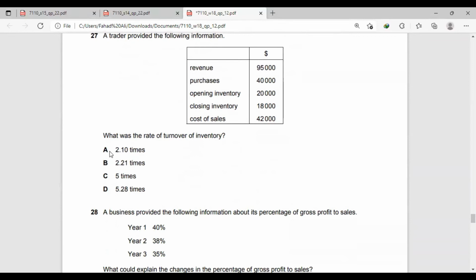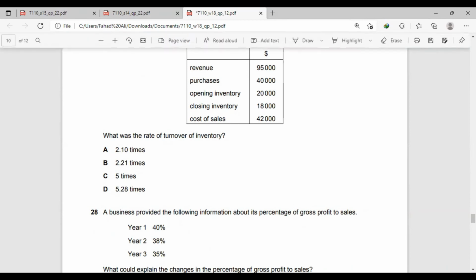This is not necessary. A trader provided the following information. What was the rate of turnover of inventory? The rate of turnover of inventory is cost of sales divided by average inventory. Average inventory, how do we get it? Opening inventory plus closing inventory divided by 2. And cost of sales is given in the question. So 38,000 divided by 2 means 19,000. Right. 42,000 divided by 19,000. What is the answer?